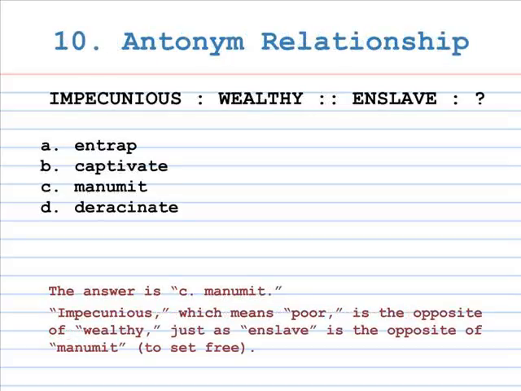When you're ready, 10. Antonym relationship. Impecunious is to wealthy as enslave is to: A, entrap; B, captivate; C, manumit; or D, deracinate. By the way, deracinate means to uproot. The answer is C, manumit. Impecunious, which means poor, is the opposite of wealthy, just as enslave is the opposite of manumit, which means to set free.